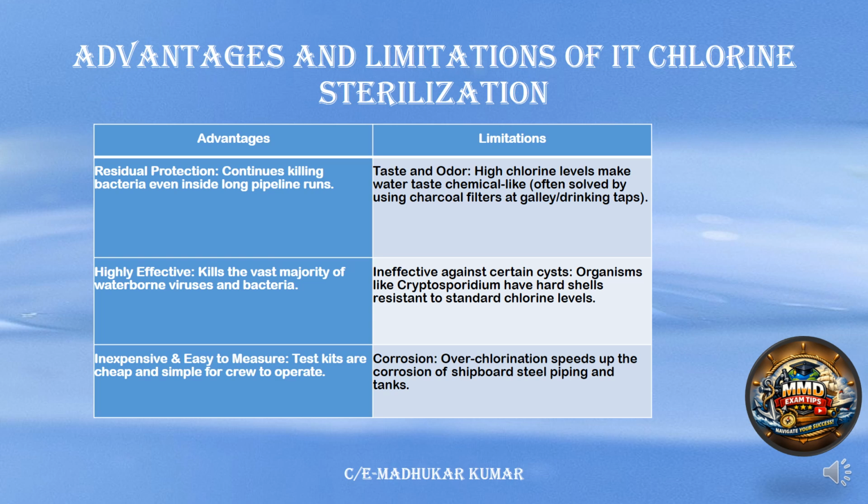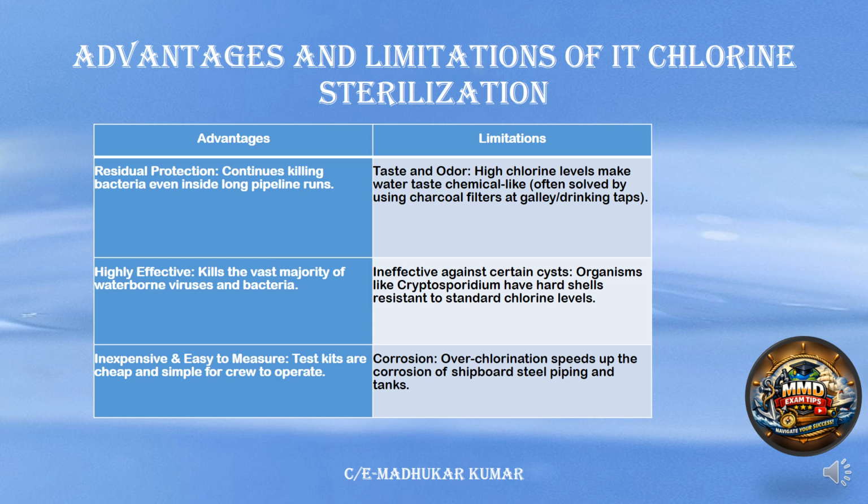Advantages and limitations. Residual protection: even if it is in the tank, the chlorine is doing the work. Highly effective. A wide range of microorganisms and bacteria are killed. Inexpensive and easy to measure. Okay, so how much is the chlorine content? We can easily measure it. It's not a big deal and not much technicality is required. So it is easily detectable, and if further addition is required, then we can do it.